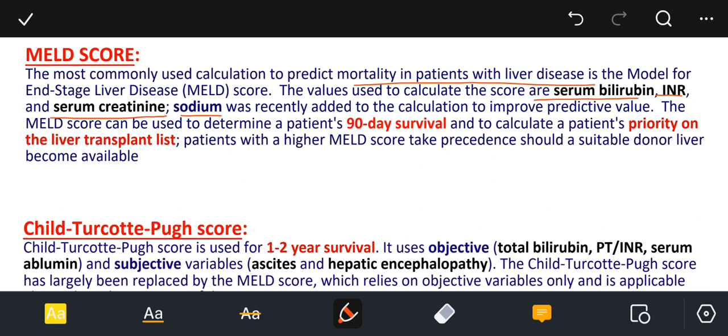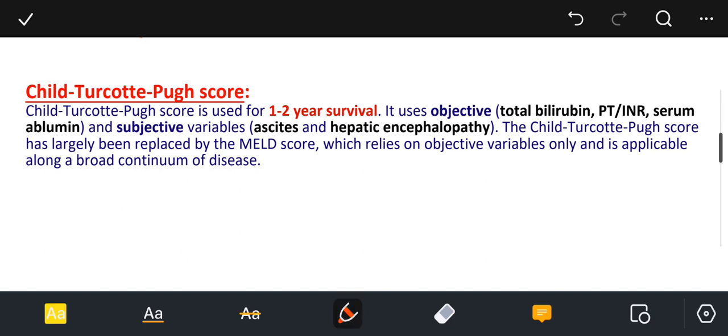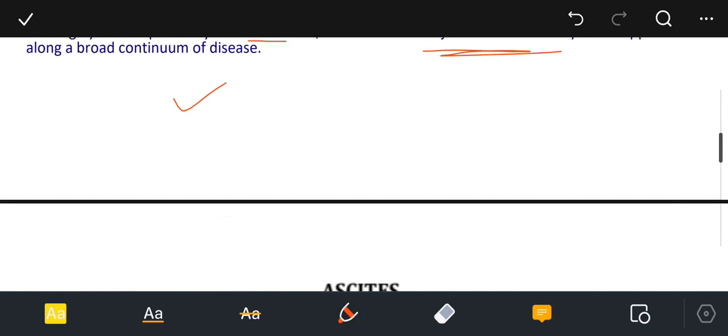The MELD score can be used to determine the patient's 90-day survival and to calculate the patient's priority on the liver transplant list. Patients with a higher MELD score take precedence should a suitable donor liver become available. Child-Turcotte-Pugh score. The Child-Turcotte-Pugh score is used for 1 to 2 year survival. It uses objective variables like total bilirubin, PT-INR, serum albumin, and subjective variables like ascites and hepatic encephalopathy. The Child-Turcotte-Pugh score has largely been replaced by the MELD score, which relies on objective variables only and is applicable along a broad continuum of the disease.